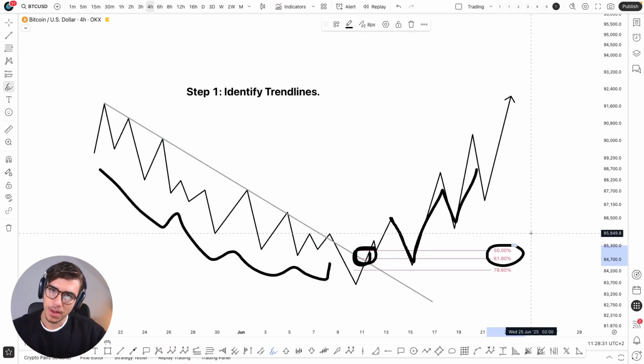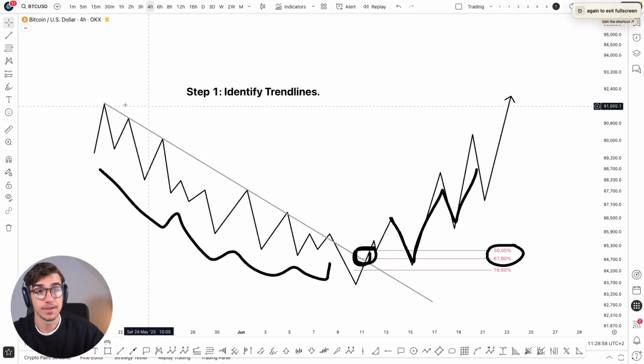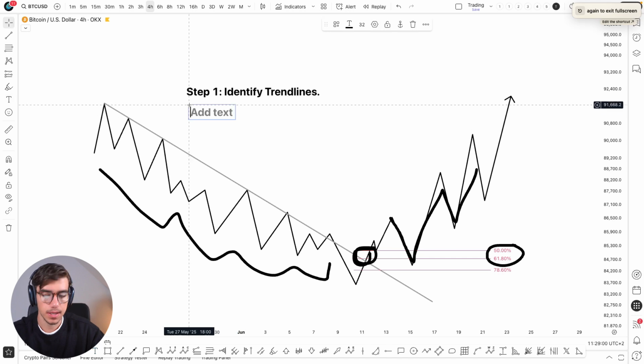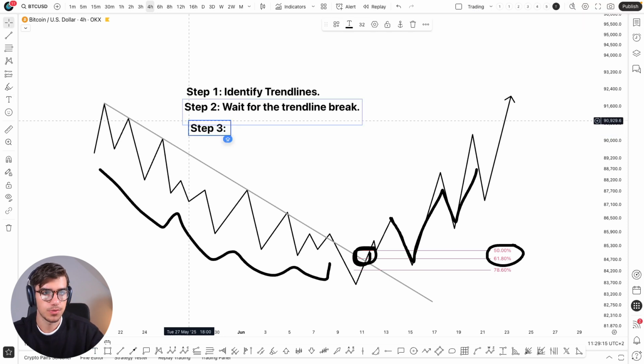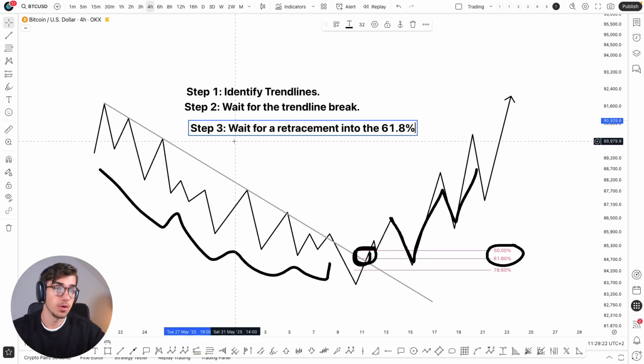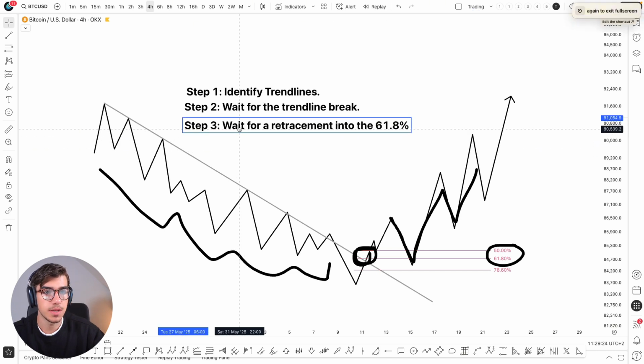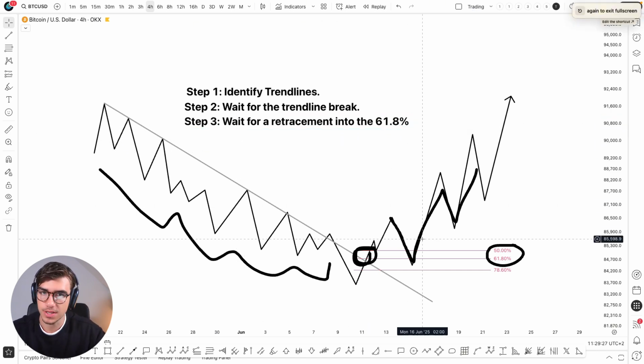A lot of people are way too worried about a bias and they mess up their entire technical analysis because they're so focused on trading towards the correct bias. Now, again, unless you're going for very, very long trades, well, then a bias doesn't matter as much as you think. Again, step number 1 is to identify trend lines. Step number 2 is to wait for the trend line break. Number 3 is to wait for a retracement into the 61.8% Fibonacci zone. So that right there is the 3-step process that we go through every single time that we want to trade this strategy.